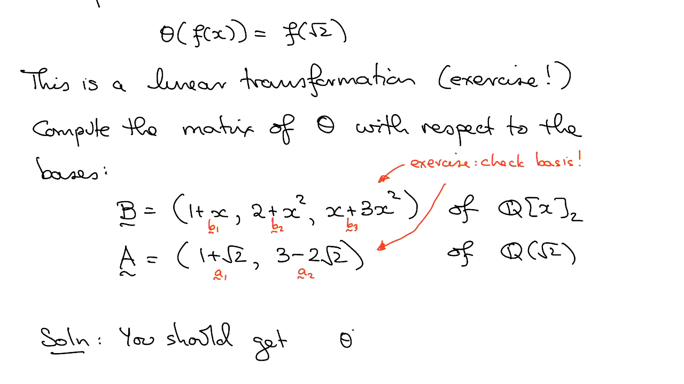So you should get theta AB equals 1, 8/5, 3, 0, 4/5, 1. Good. Okay, so any questions about matrix transformation? Matrix representations?